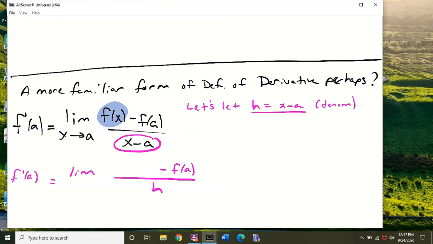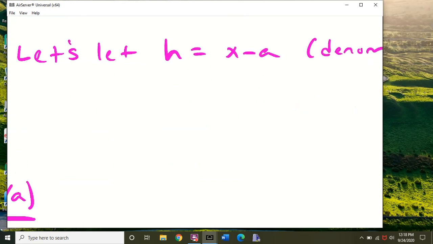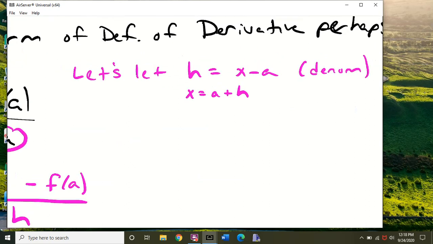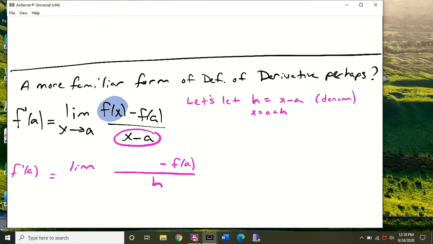This f of x has an x in it. So here's what I'm going to do. I want to see what x is in terms of h. So I'm going to come back over here where I have h equals x minus a. And if I wanted to get the letter x by itself, what would I have to do here? Well, add the a, right? So I can say x is equal to a plus h. All I did was add the a over. So f of x becomes f of a plus h.